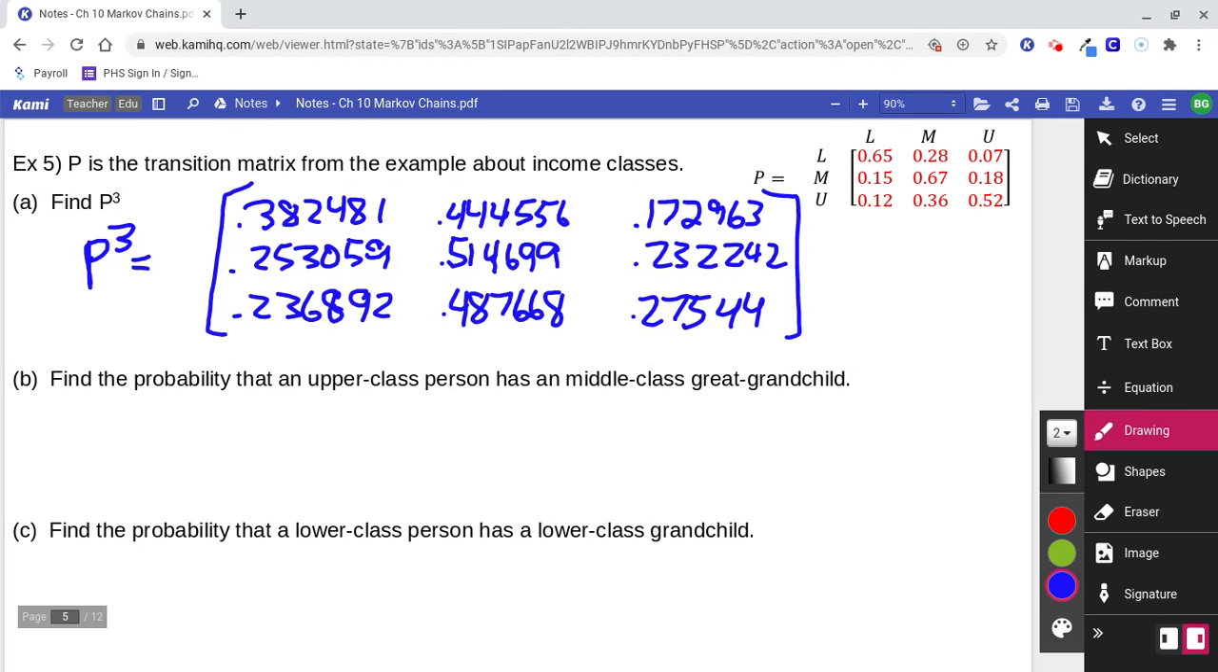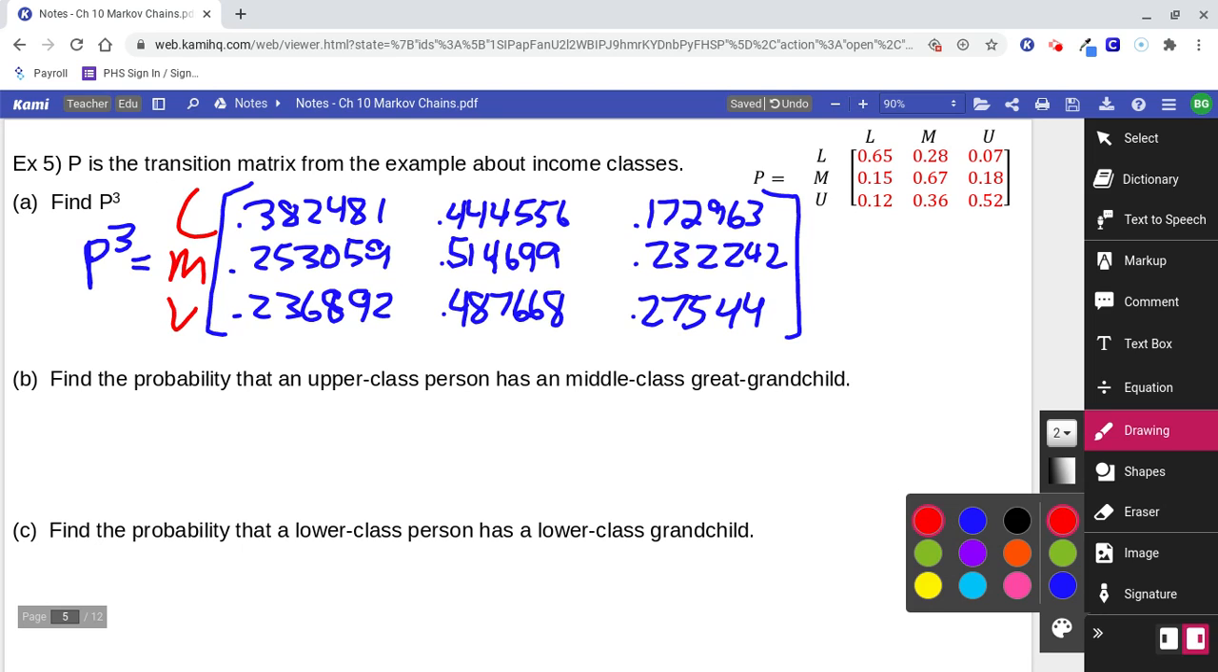Whew, I don't like that. I think in the future, let's just round to 4, unless it tells you otherwise. But remember what we're talking about. We're talking about lower, middle, upper, lower, middle, upper. So keep that in mind.